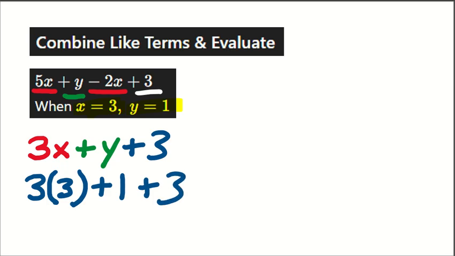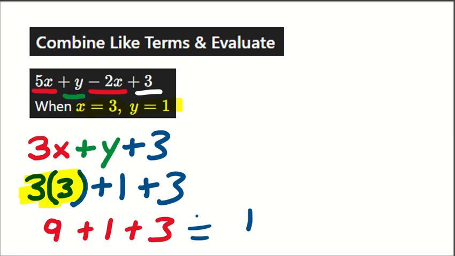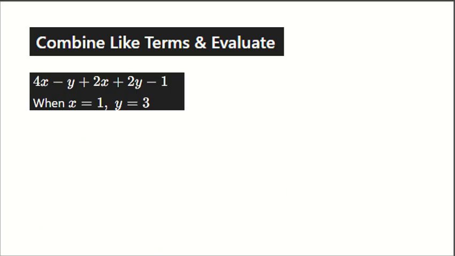Okay, so now we got to do our multiplication first. So what is 3 times 3? 3 times 3 is 9. Plus 1 plus 3. And now I just have to add all that stuff up together. So we know that 9 plus 1 is 10, and 10 plus 3 is 13. So the value of this particular expression is 13, which is 1 less than the last one we did. So I wonder if that was by design.